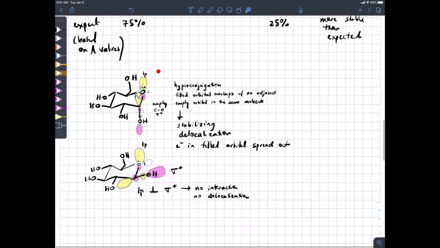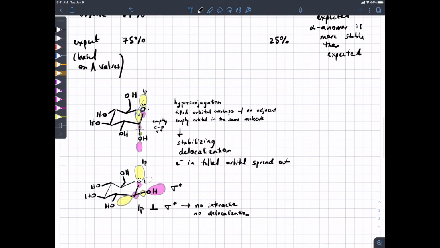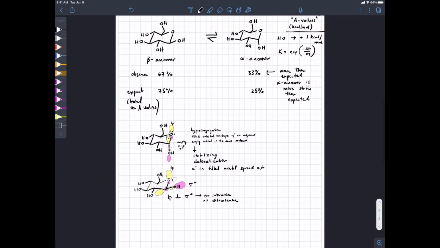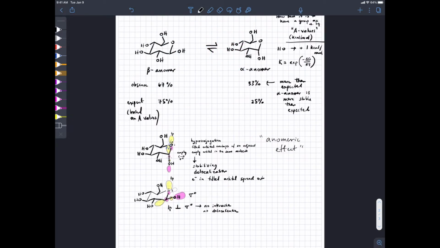So I understand this may be troubling for some of you, and I'm really not going to push you on it, but I want you to have heard about it. The alpha anomer is unexpectedly stable, and this observation is called the anomeric effect. There's a lot more we could say about it, but I think that's probably enough. All right, other questions?